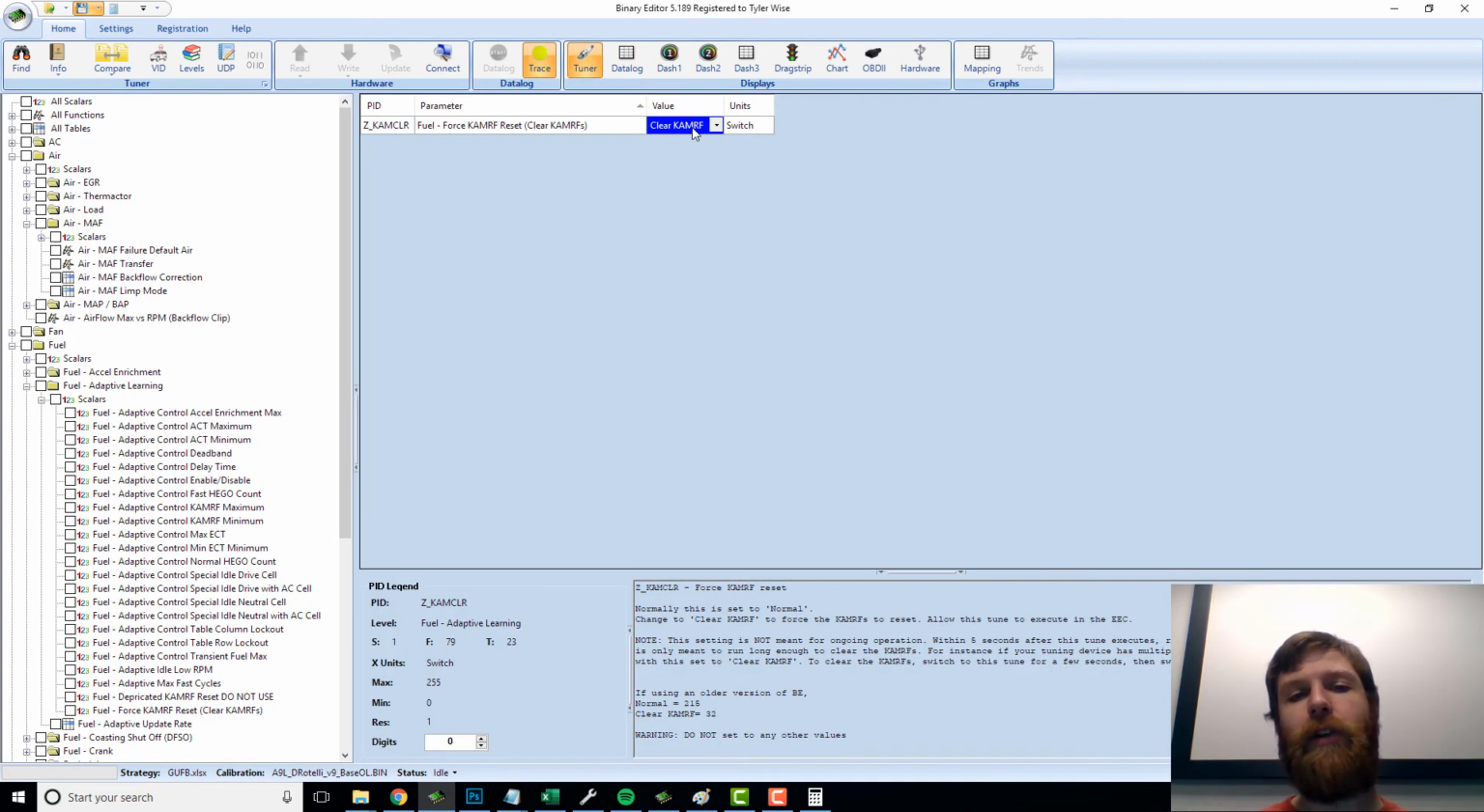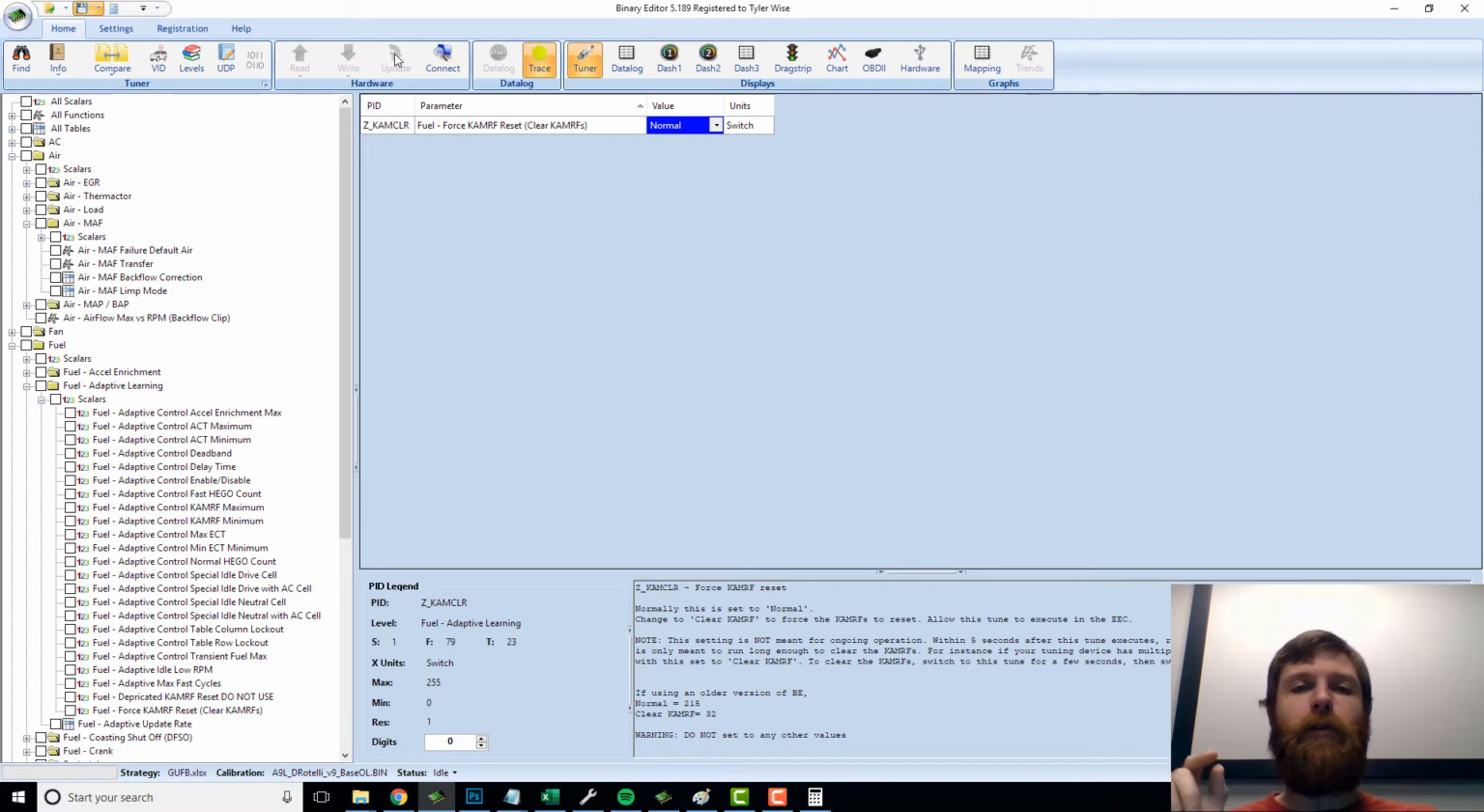So when you do that, update it, and what you'll see immediately if you're data logging and paying attention is those KAMRFs will immediately go back to 1.0. And if you don't change this back to normal, it will never learn. So you also need to make sure that once you clear it and you confirm that it went back to 1.0, set it back to normal and update it again. And then at that point, you just wait and let the car adjust. So again, let it run for a few minutes, make sure it's up to temp. You should start seeing the KAMRFs adjust one way or the other, and then you can go back and repeat this process. And after you do this 2 or 3 times, your idle should be pretty close.